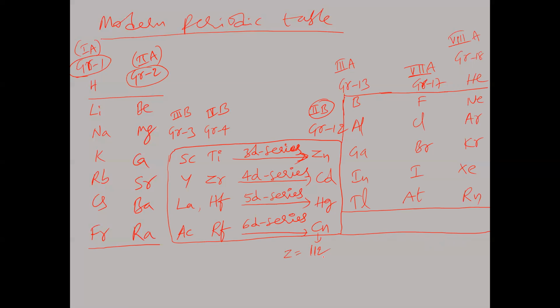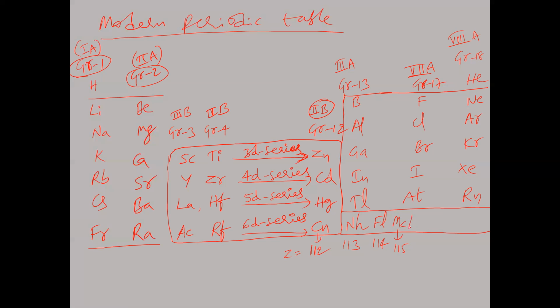After 112, the 113th element is nihonium, Nh. Nihonium atomic number is 113. After nihonium, flerovium, Fl, 114. And moscovium, Mc, 115. Atomic number of moscovium is 115.